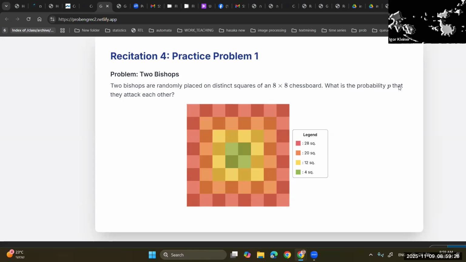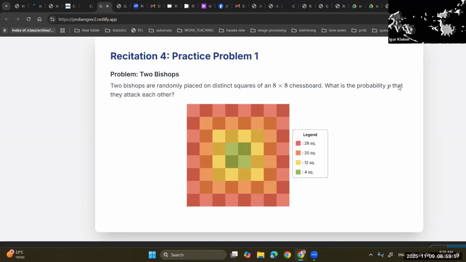Is this the only possible partition for this question? No, there are many partitions. For example, you can make a partition with 64 elements, where every square is its own event, H1, H2, H3, until H64. You can, but it's a very long solution. Indeed, there are many partitions here, but this one is good. Why? Because it will give us a simpler solution.